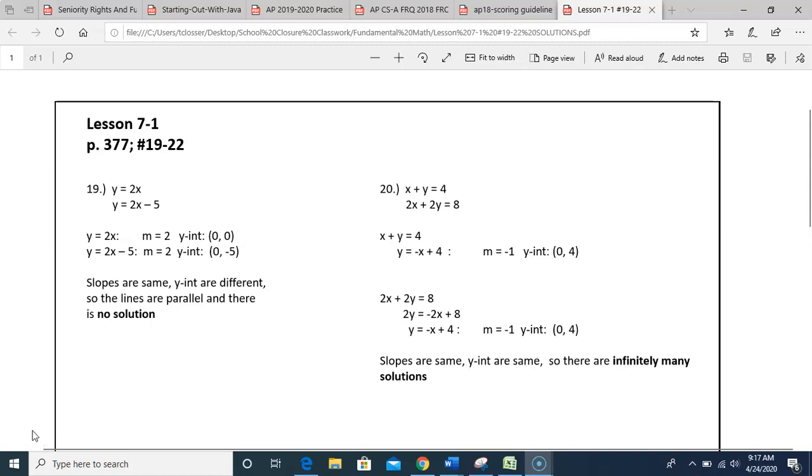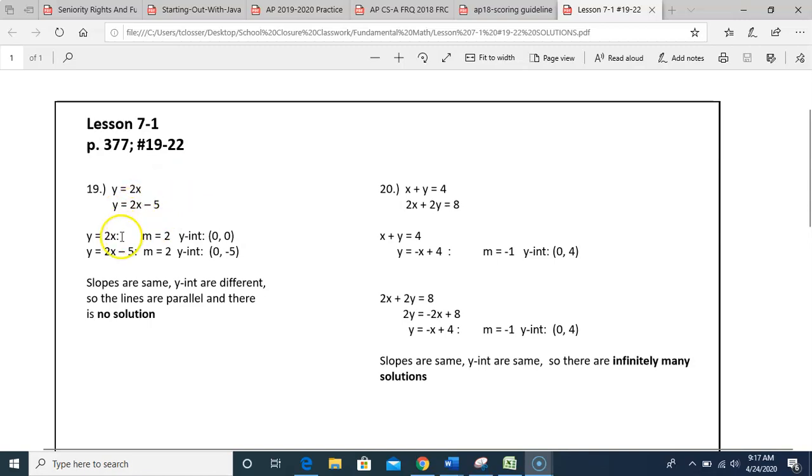So let's look at question number 19. Now, the first thing we need to do is look at the equations themselves. We need to be able to pull out the slope and the y-intercept of these equations. So the easiest way to pull out the slope and y-intercept is if they are in slope-intercept form. So let's look at these equations. We can see that they are already in slope-intercept form, y equals mx plus b. So it's very easy for us to pull out the slope and the y-intercept.